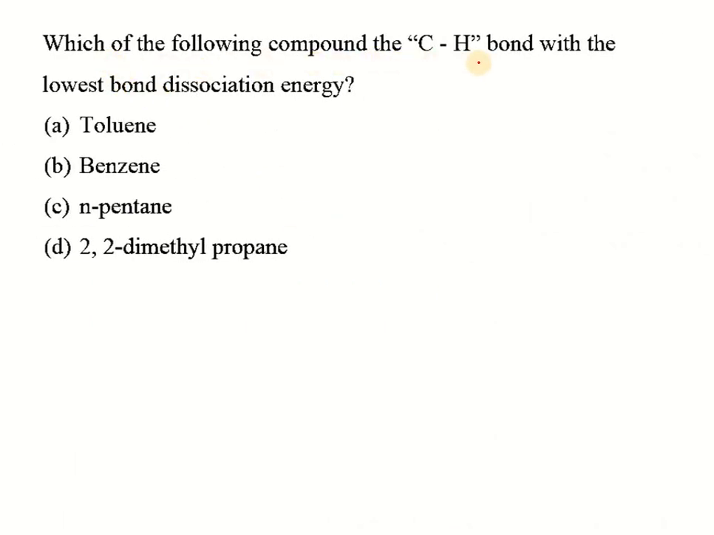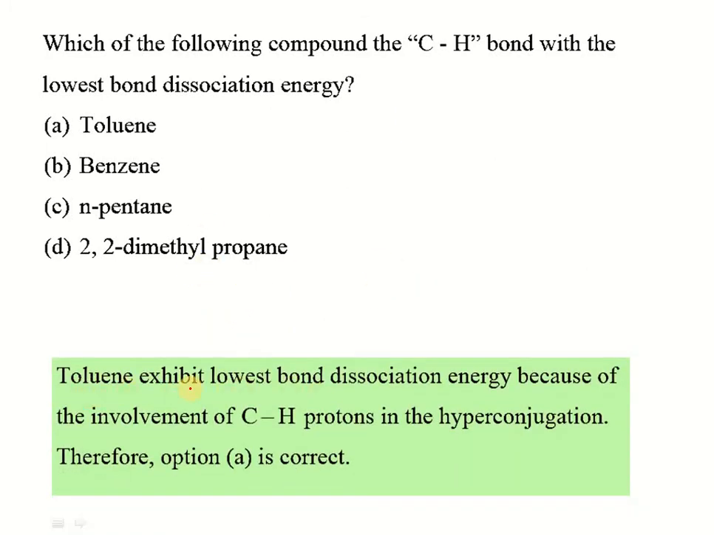Which of the following compounds has the C-H bond with the lowest bond dissociation energy? Once the analysis is done, the hydrocarbon toluene exhibits the lowest bond dissociation energy because the hydrogen atoms in the methyl group are involved in hyperconjugation. That's why toluene is the right answer, which exhibits the lowest bond dissociation energy.